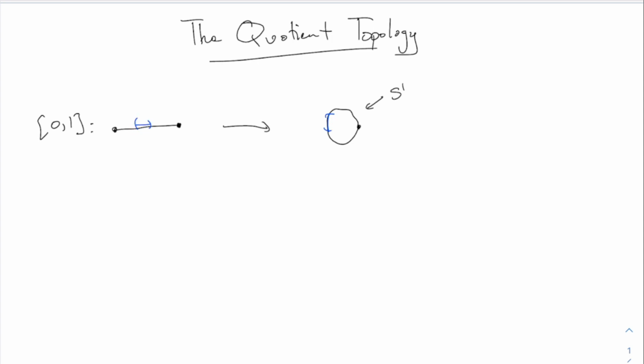It's a way of taking the topology you're using on this space and creating a topology on this space. This is a standard example.